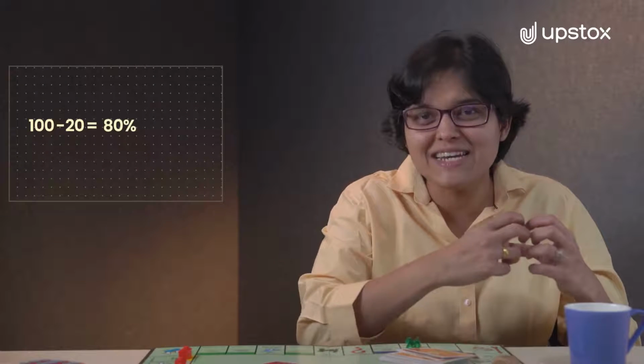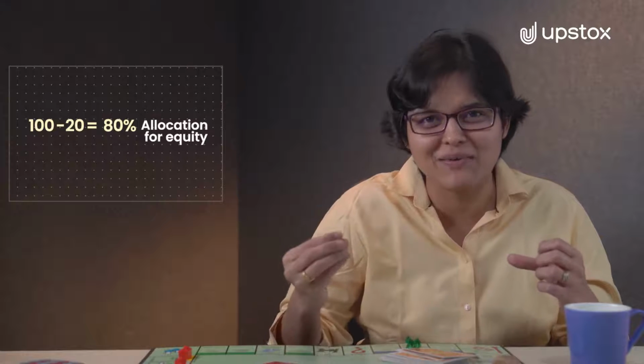So I'll give you a simple example. 100 minus my age, I'll maybe just say 20. Let's say 80 will be the percentage which will be allocated for equity, right?